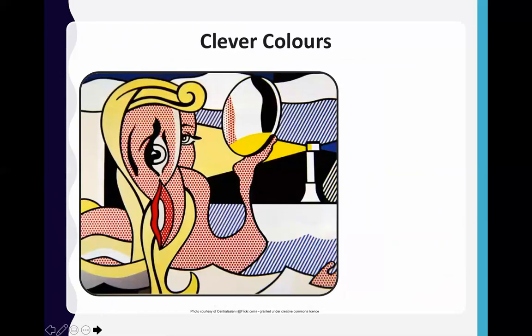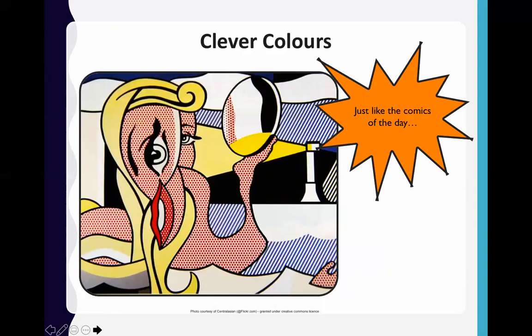Clever colours. Now this is possibly one of my favourite pictures, paintings should I say. It's very simple in the sense that it only uses about 5 colours. We've got black, white, yellow, red and blue. Now have a look, what other things has the artist used? So he's only used a few colours. What about the shapes and outlines? Has it always used dots? What other technique has he used? Can we see?